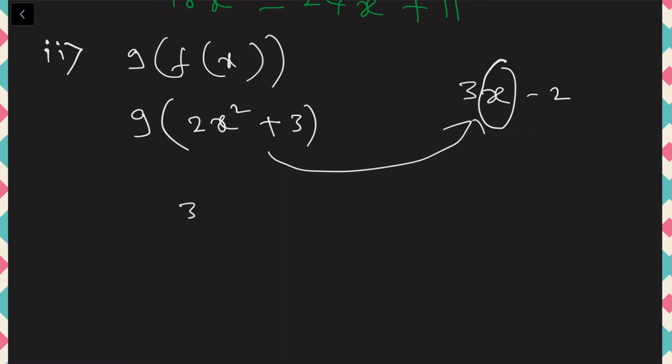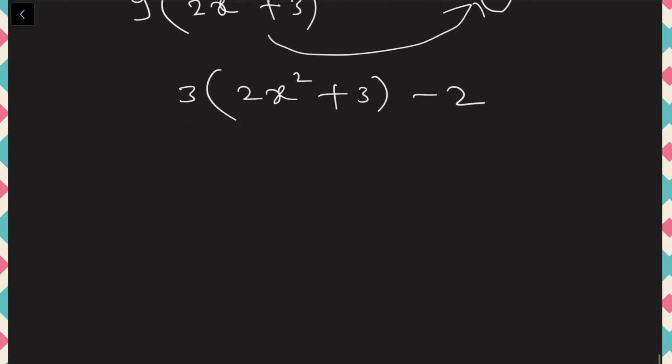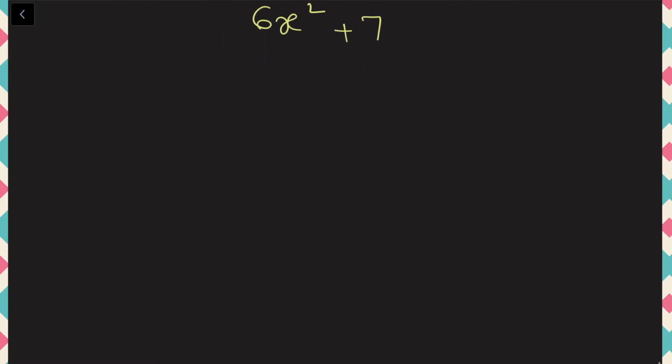So we get 3 into, here x is nothing but 2x square plus 3, 2x square plus 3 minus 2 as it is. So 3 into 2x square, we will get 6x square plus 3 into 3, 9 minus 2. 6x square plus 9 minus 2, plus 7. So the value of g of f of x is nothing but 6x square plus 7. Then third question is, find the value of f of 0.